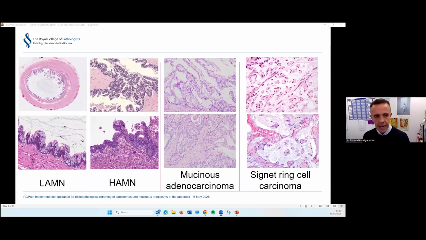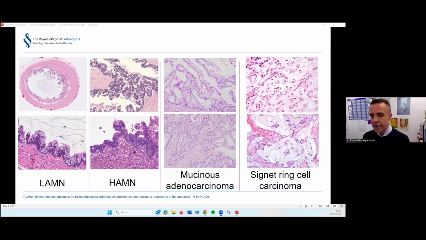You can see it's a single layer of the cells. The HAMs, very similar to the LAMN, but the cytology is much more atypical. So this is a high grade, like any other GI tract. The mucinous adenocarcinoma, like any other mucinous adenocarcinoma, with lots of extracellular mucin.